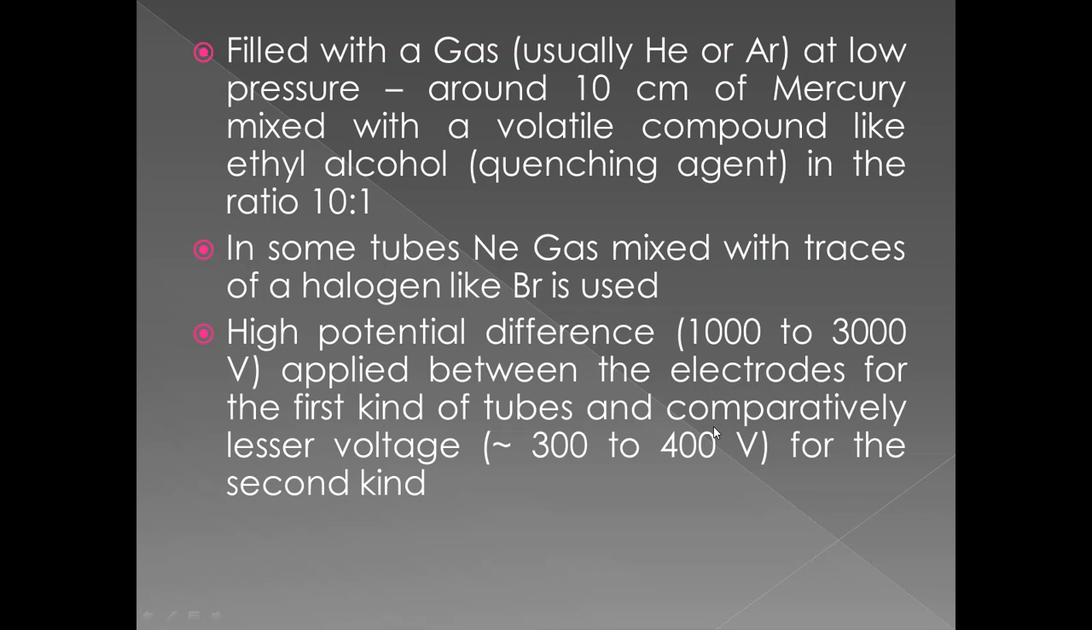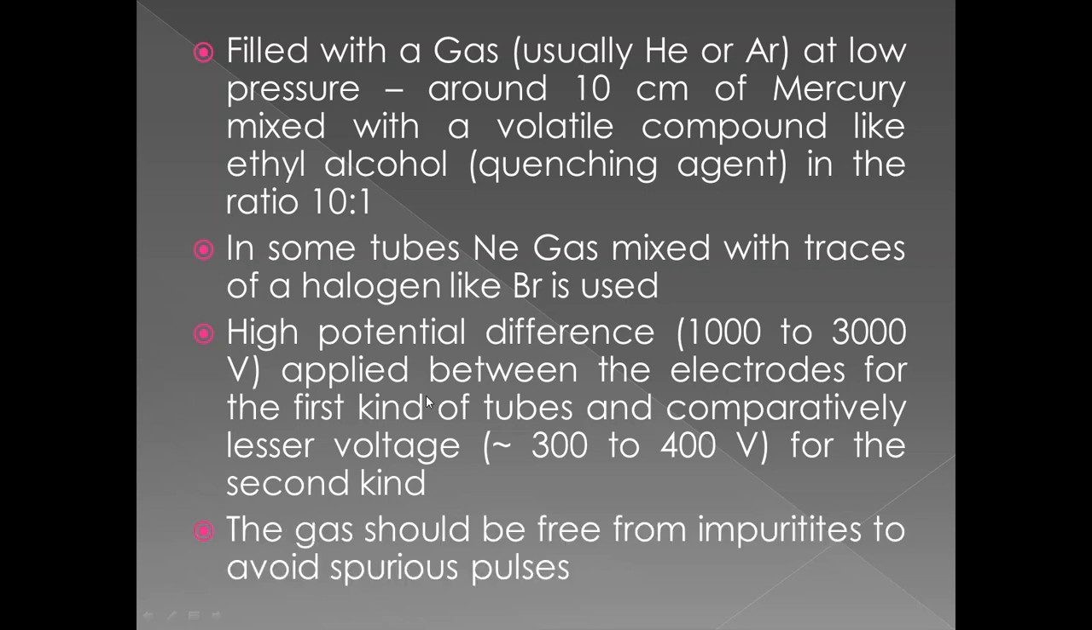So depending upon the purpose of the GM counter, different designs and optimizations are used. In one, we are talking about helium and argon at low pressure mixed with ethyl alcohol, and in the other, neon with traces of bromine, or it can be chlorine also in some others. So these are different variations of the design of a GM counter. The gas should be free from impurities to avoid spurious pulses. We'll talk more about it.